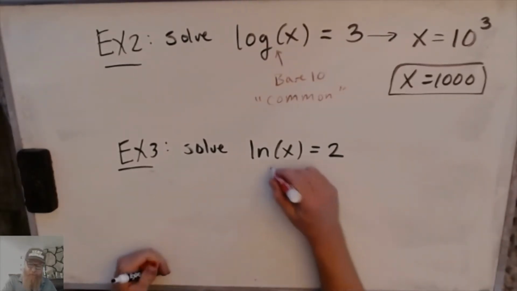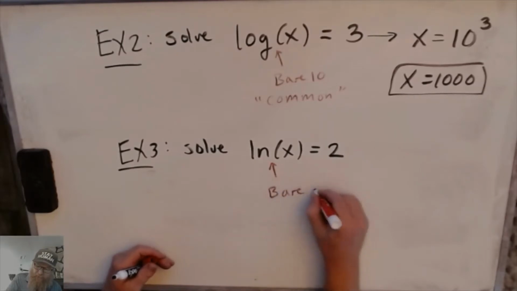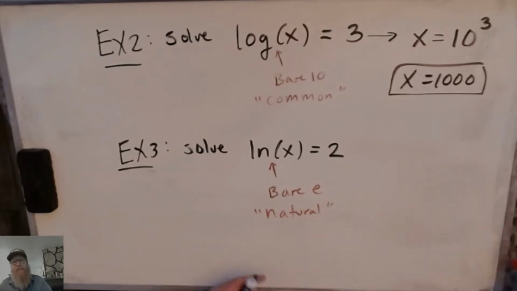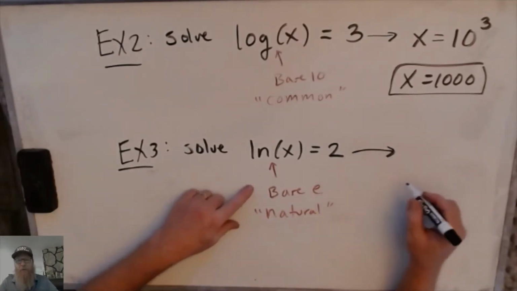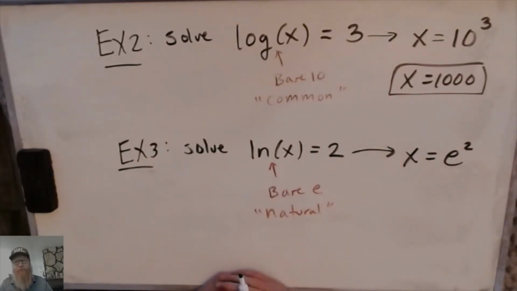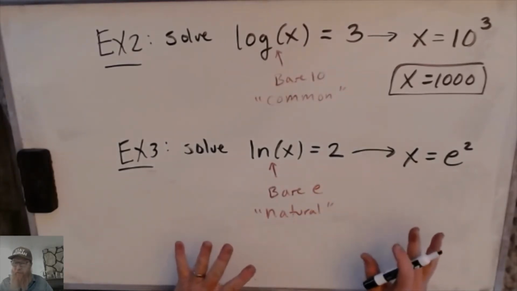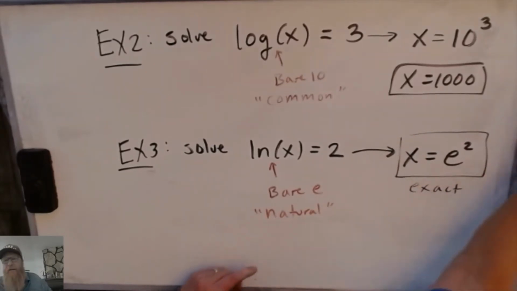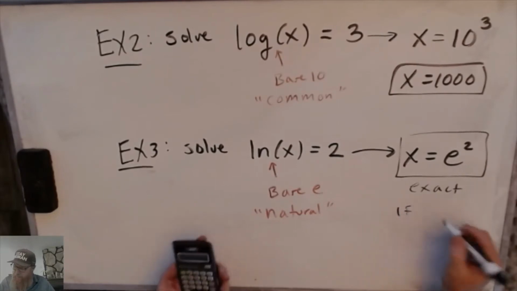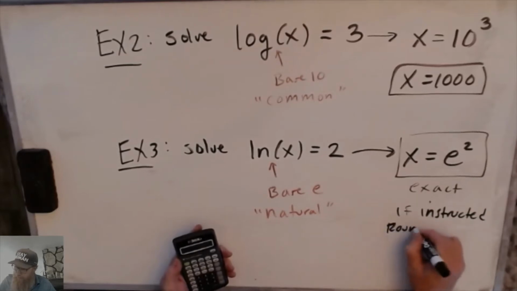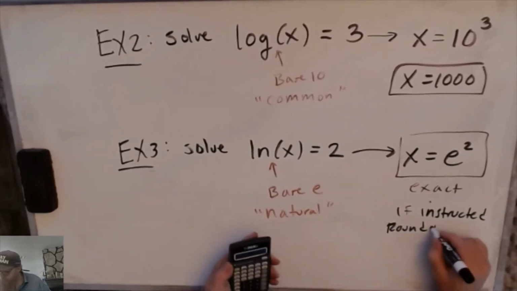So in this one, this is what we call the natural base. So that would be base e. The natural base. You would rewrite this as x is e squared. Now this actually has two different versions of the answer. Because e is a decimal, this is what we would call the exact value. Or if instructed, round to 4 decimal places.